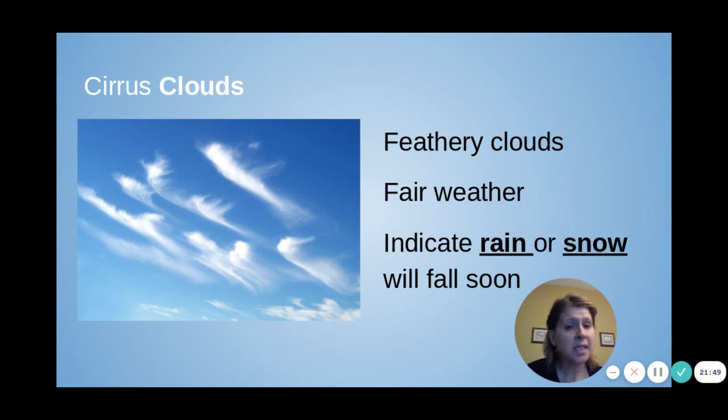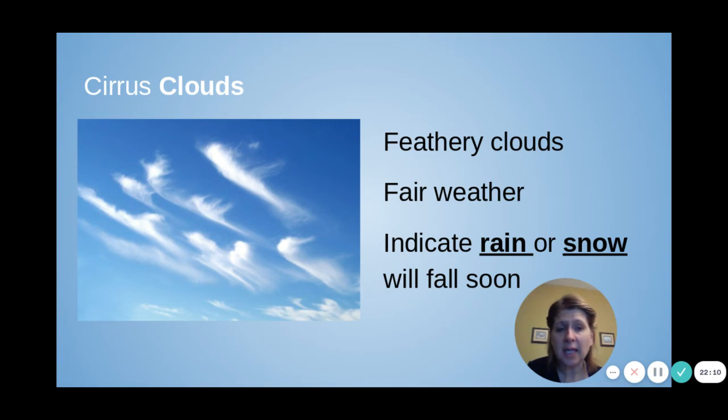Now, when you see a cirrus cloud, you know that in the future, there's going to be some rain or snow that will be falling soon. A lot of times they say within an hour. If you see that, a lot of times there's going to be a rain or snow associated with it. There is no exact timeline, but there will be rain or snow that is associated with this.